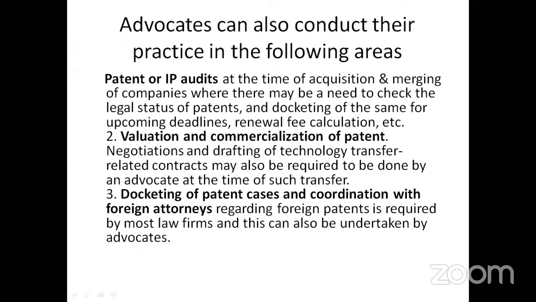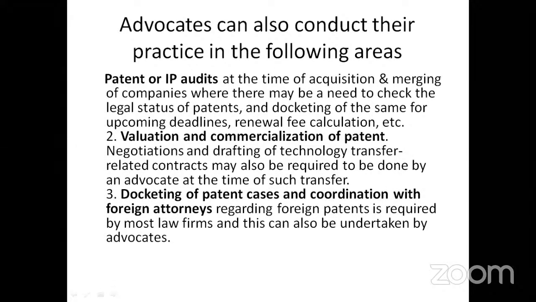And another is paralegal services, for example, docketing of patent cases and coordination with foreign attorneys regarding foreign patents, which is required by most law firms, and this can be undertaken by advocates. Here, what happens is, once you file the patent, that is not the end of the story. As I told yesterday, after the patent is granted, every year it should be renewed. And not only should it be renewed, you should keep track of it, because you may forget. For example, if a company is having some 50 patents, for example, IBM has got the maximum number of patents, maybe running to 800 or 900 per year or even more. How do you manage it?